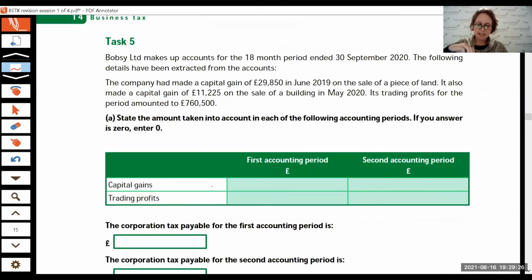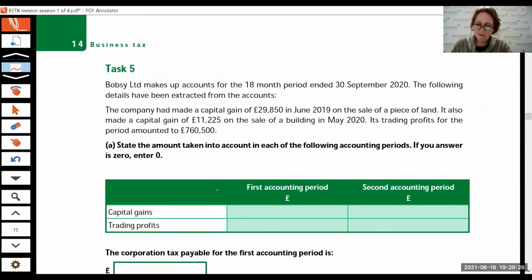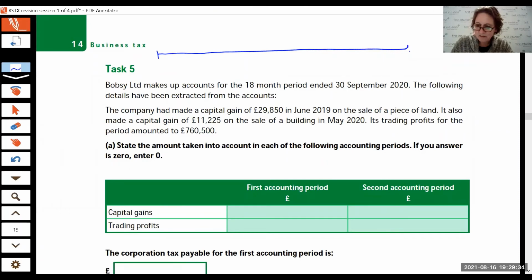So Bobsy makes up accounts for the 18-month period. And you know me, I do love a good timeline. So here we go. September 20, 18 months. Well, it's going to be March. All right, March, April, May, June, July, August. Yeah. So from March 19 up to February 20 would be my first 12 months.